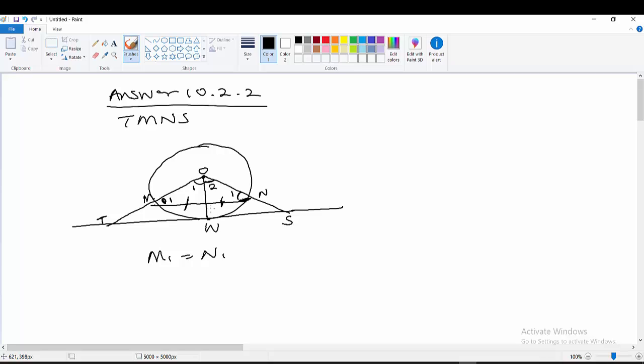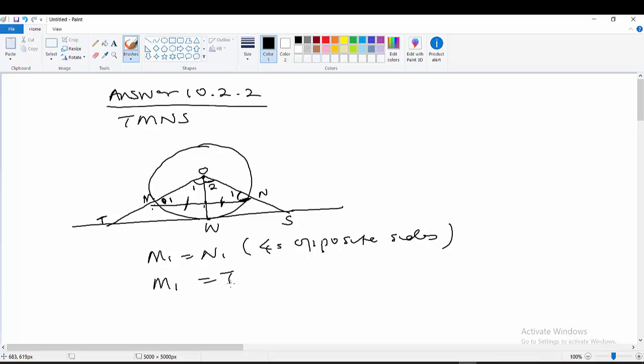That is, from M to the center, and from the center to N, they are equal. So the reason is that angles opposite equal sides are equal.